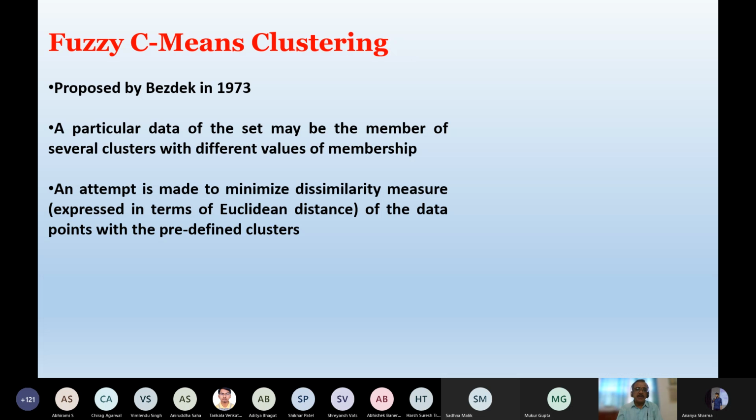I'm going to start with the most popular approach of fuzzy clustering, known as fuzzy C-means clustering, and in short known as the FCM algorithm. Fuzzy C-means algorithm. This fuzzy C-means algorithm was proposed by Weizsäcker in the year 1973.